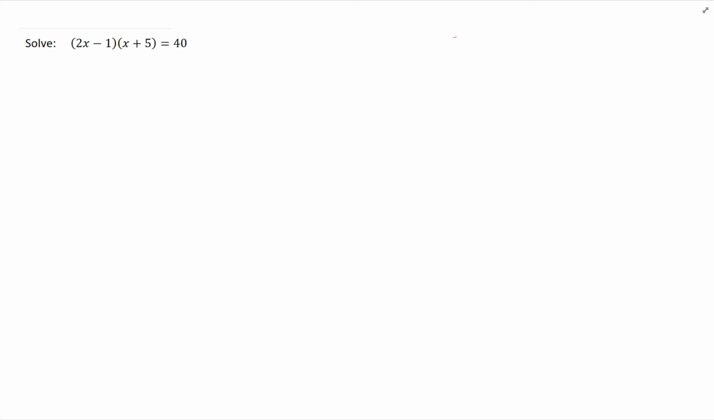Here we are asked to solve (2x - 1)(x + 5) = 40. Now it's very tempting to say, well, then 2x - 1 is equal to 40, or x + 5 is equal to 40. But that would be incorrect.